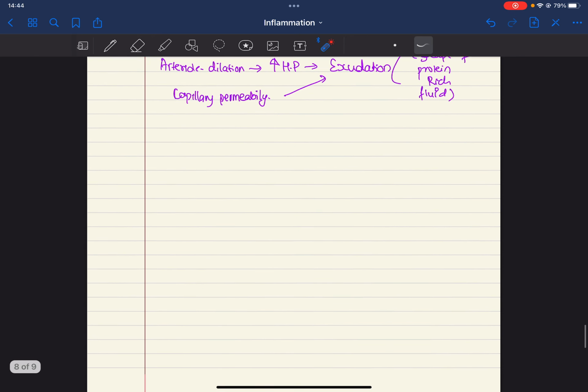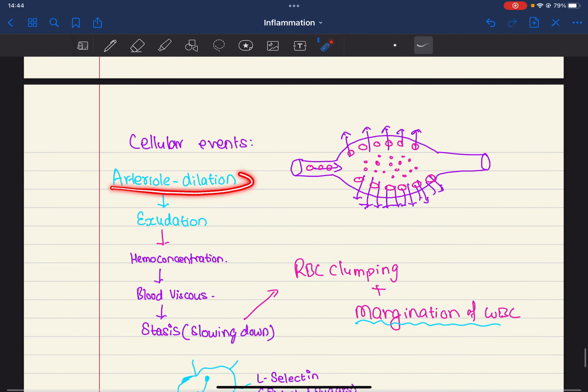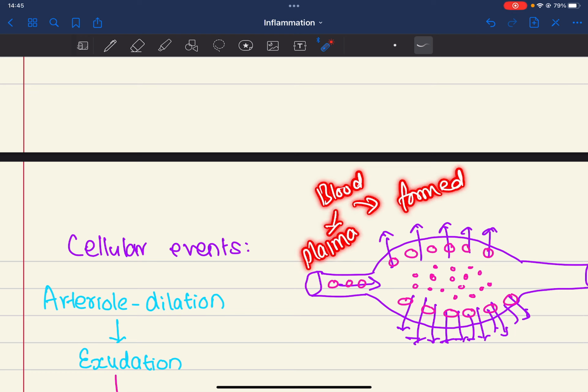Now let me start with this one. Arteriolar dilation was already there, exudation was there. Now what happens after exudation? Exudation means protein-rich fluid gets outside. If there is escape of protein and plasma from blood to the tissue, then what will happen? The blood will contain more formed elements. Blood contains two things: plasma and formed elements. Now plasma has escaped.